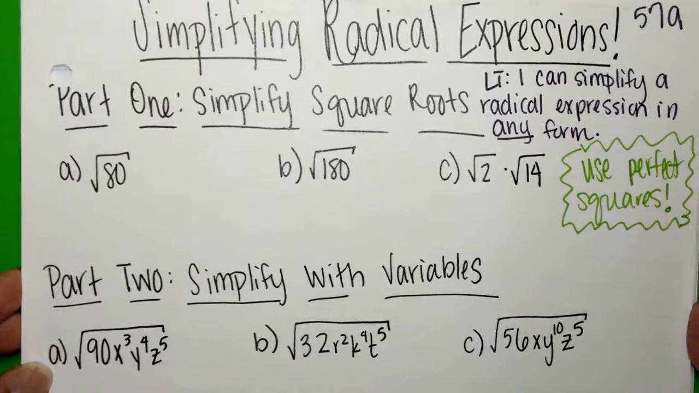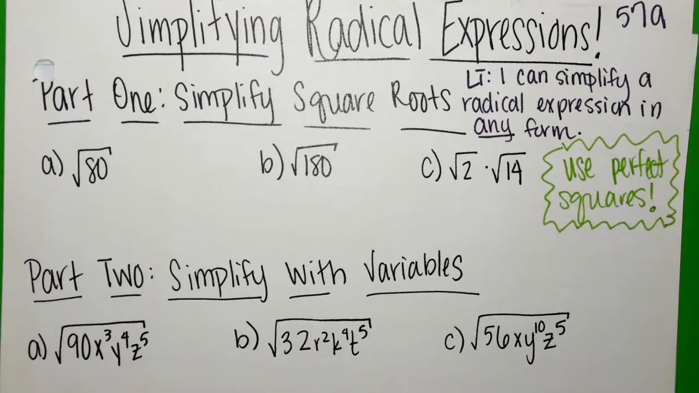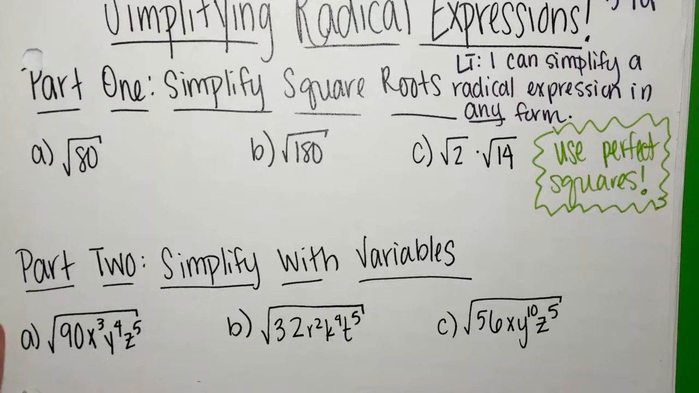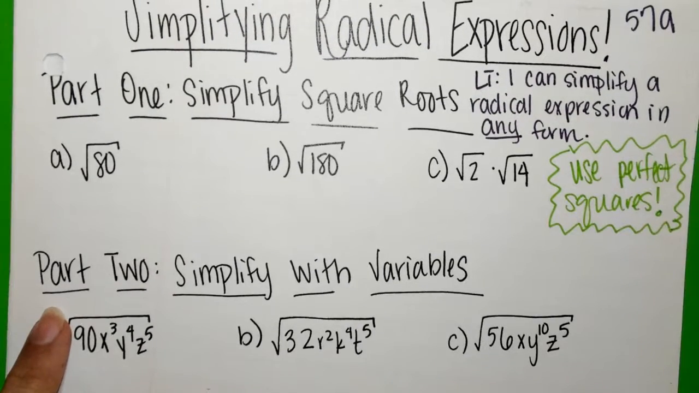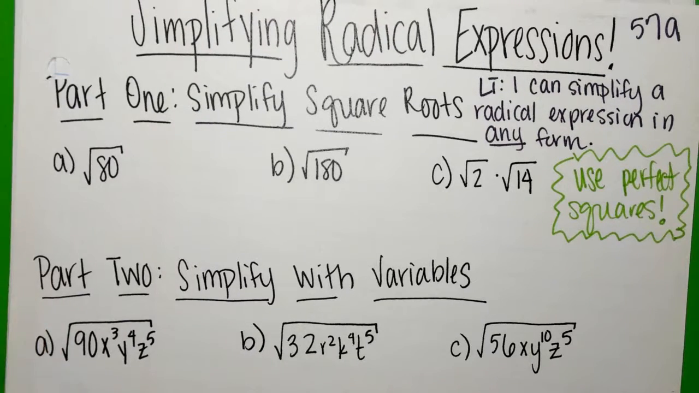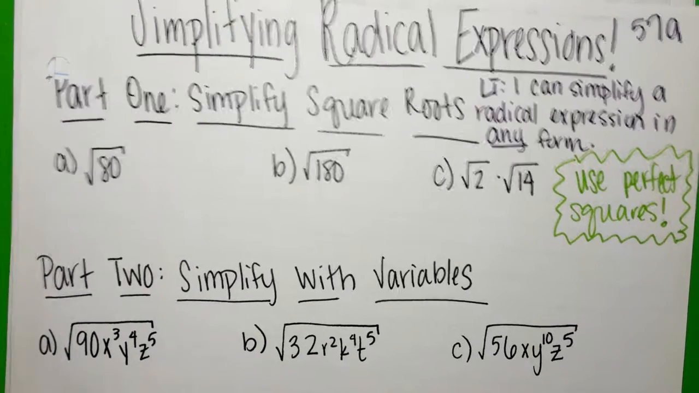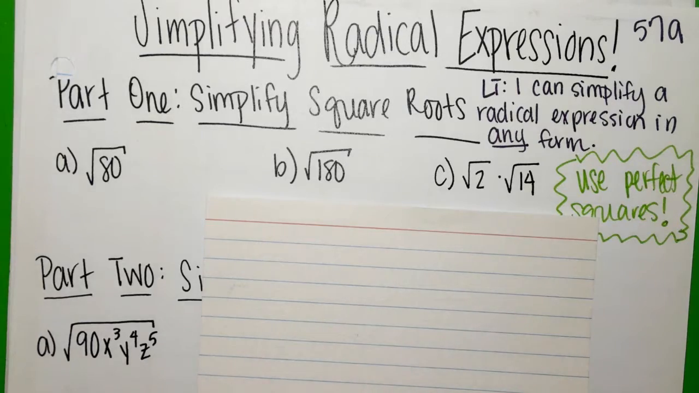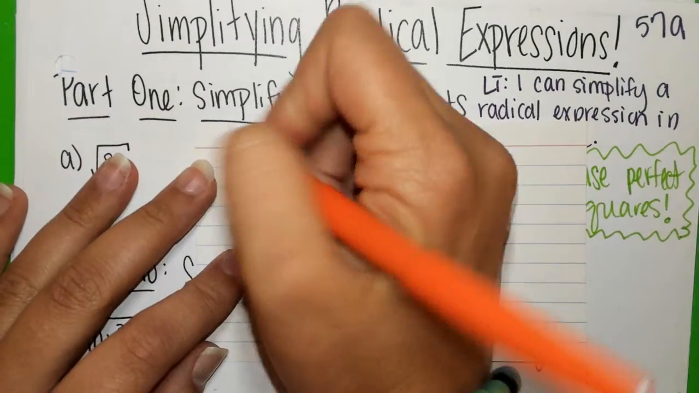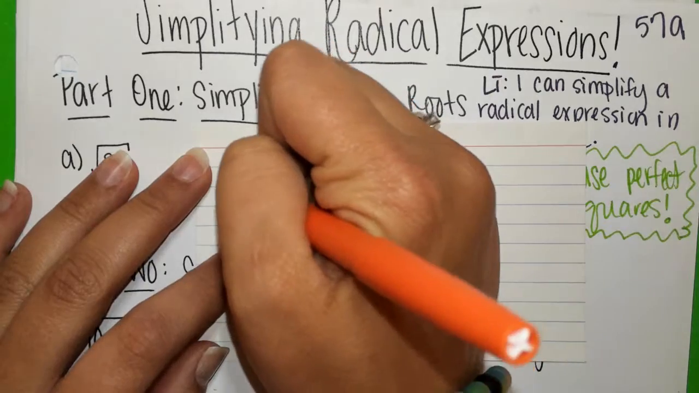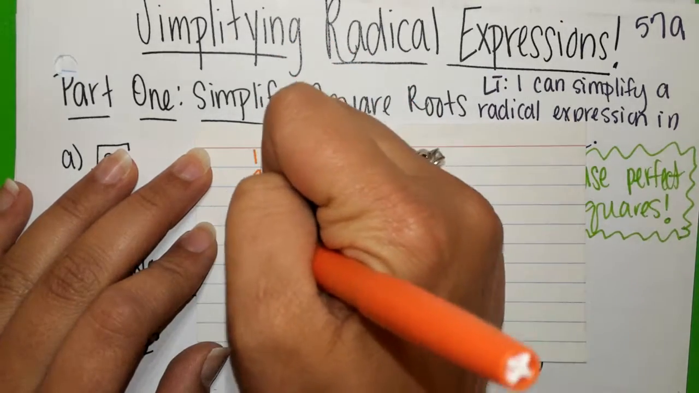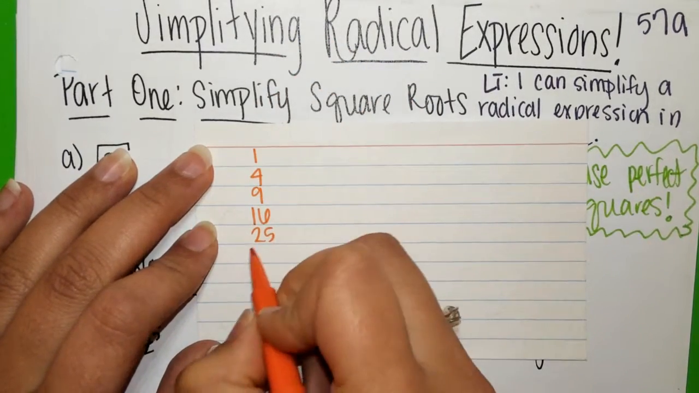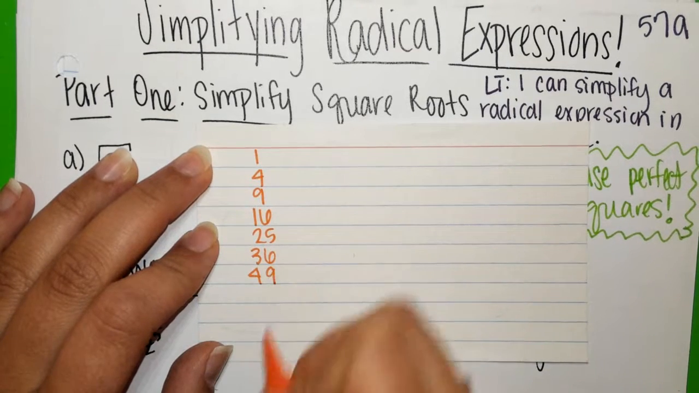Alright, so what is the first perfect square? We made a note card on this, right? You guys have that note card? I would get that note card out. It's 1, 4, 9, 16, 25. What comes after 25? And then? 36, 49, 55. What is 8 times 8? 64.